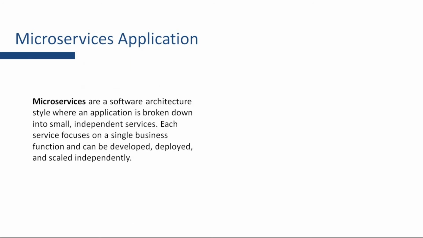Now, let's understand what microservices are. Microservices are a way of building software by breaking down an application into smaller independent services. Each service is responsible for a specific task and can be developed, tested, and deployed separately. These services communicate with each other, usually over a network, to work together as a complete system. This approach makes applications easier to scale, more flexible, and faster to update.